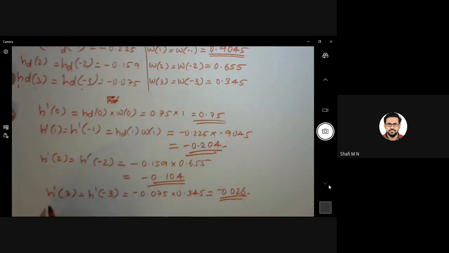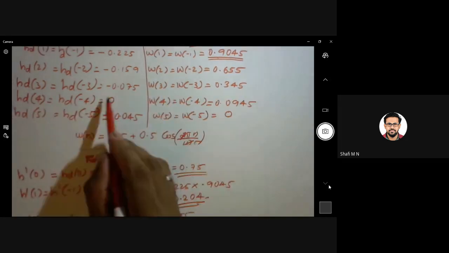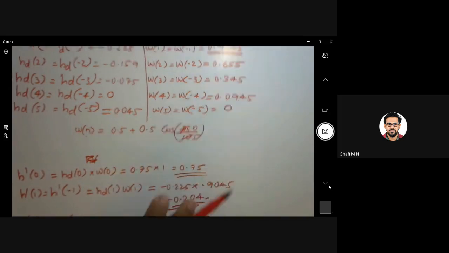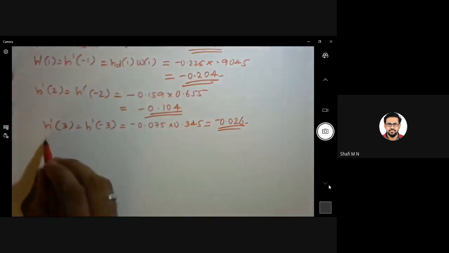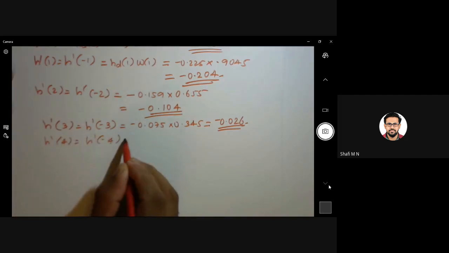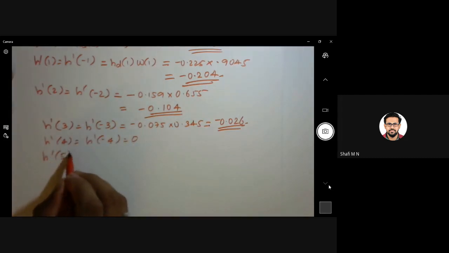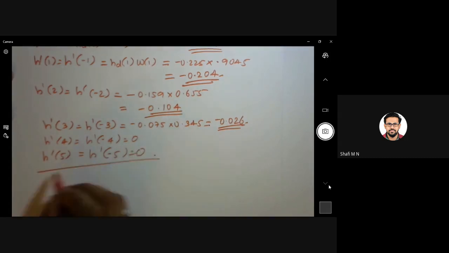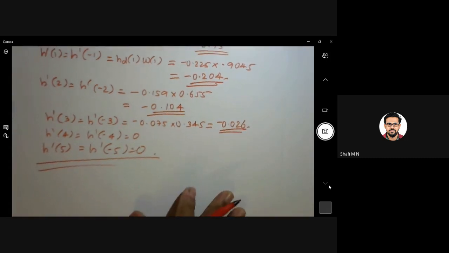Next values, but I multiply, but this will become 0. 0 into this will become 0. But this into 0, that will become 0. So remaining samples are 0. h dash of 4 equal to h dash of -4 equal to 0. Then h dash of 5 equal to h dash of -5 equal to 0. That's it. So you have completed second step.